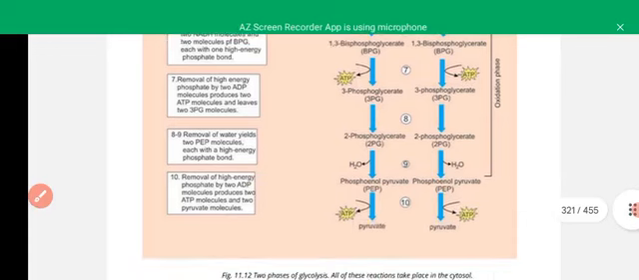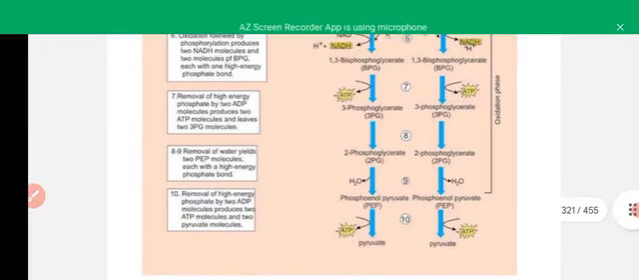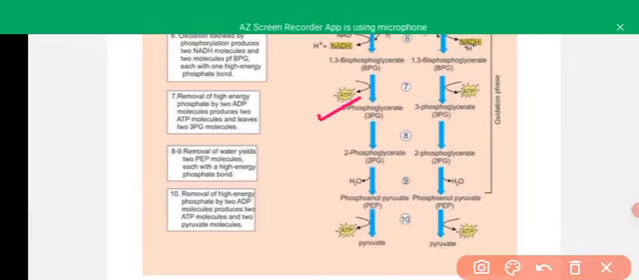Then this isomerizes, converted into 2-phosphoglycerate. At first, the phosphate that is used in formation of ATP was attached at carbon number 1, and the phosphate that is attached to carbon number 3 is still present. Then it is converted onto carbon number 2, and these are converted into 2-phosphoglycerate molecules.